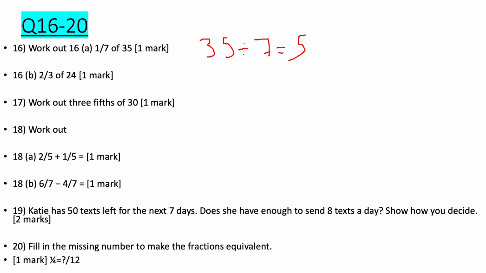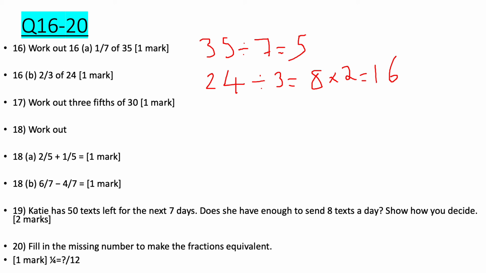Part B, work out 2/3 of 24. Well, 1/3 means that I divide it by 3, so 24 divided by 3 is equal to 8. And then I'm going to double my answer because it wants 2/3, okay, which is 16. So it's always like dividing by the denominator and then times your answer by the numerator, if that makes sense.